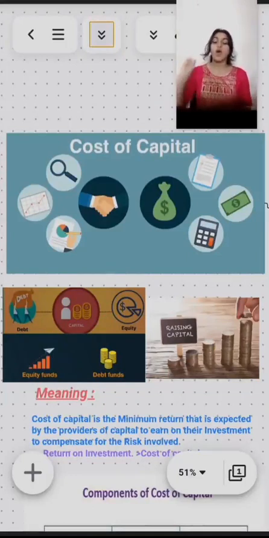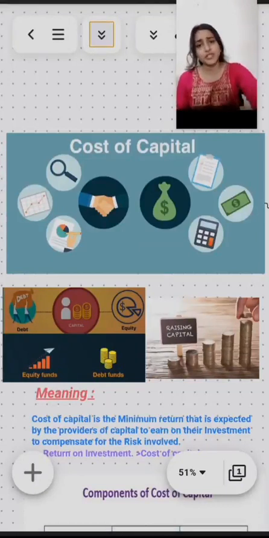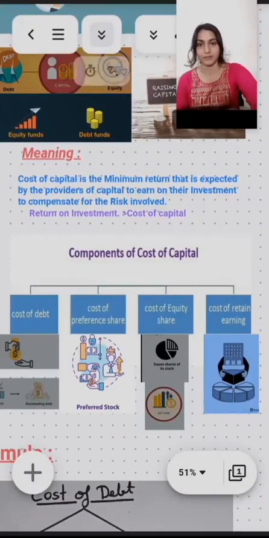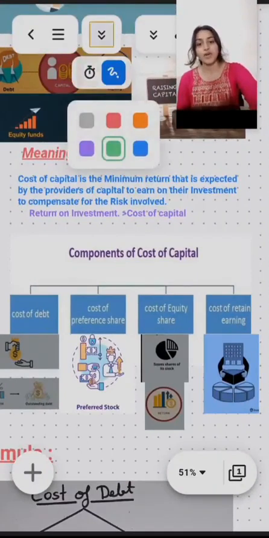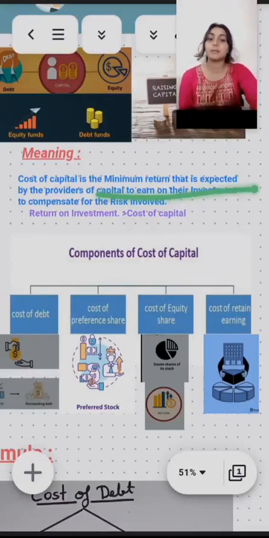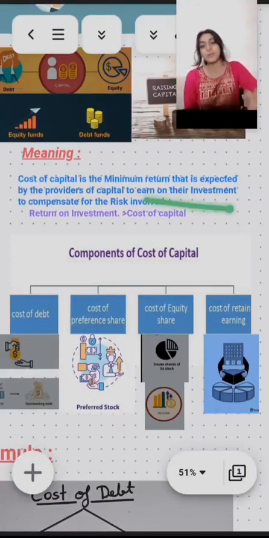So the cost of capital includes both the interest to be paid on debt as well as the returns expected by the investors. Let's see the meaning. Cost of capital is the minimum return that is expected by the providers of capital on their investments to compensate for the risk involved.